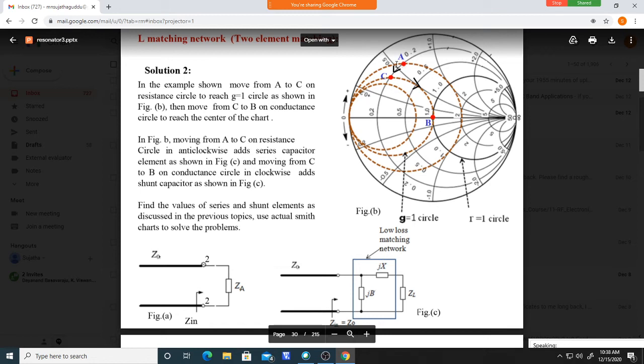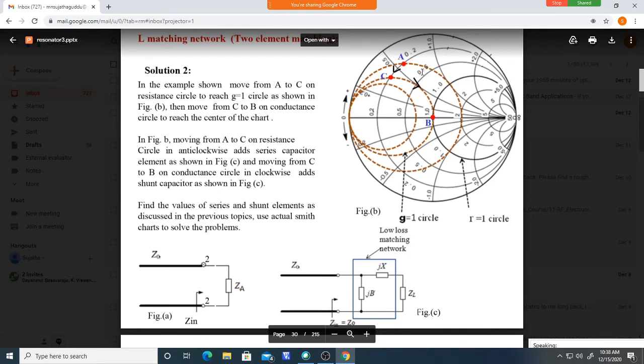From this point you should reach this. What are the possible ways here? From here, in which direction do I have to move? You should move only on the resistance circle or only the conductance circle. You should not forget that. See here, this position, this is a resistance circle passing, and this is the conductance circle passing.